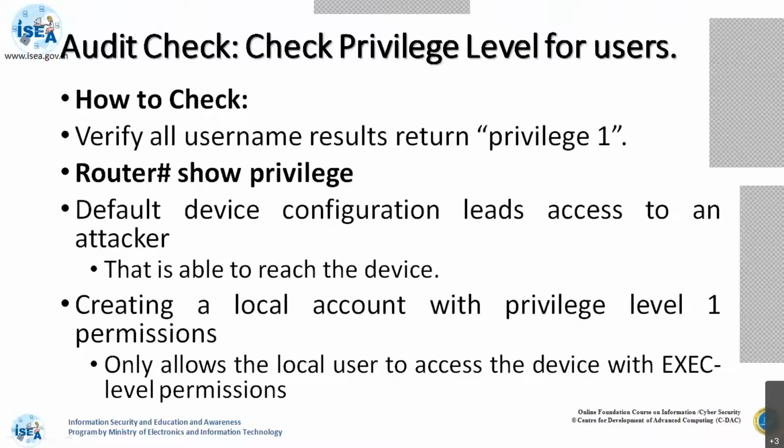As I told, there are privileged users and unprivileged users, right? Suppose I want to check: verify all username results returned to privilege level 1. Suppose there is an audit and a finding has come: some privilege level vulnerabilities are present. So how do you check with that particular command? You have to use the command show privilege.